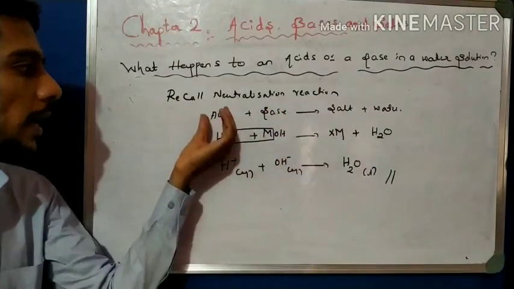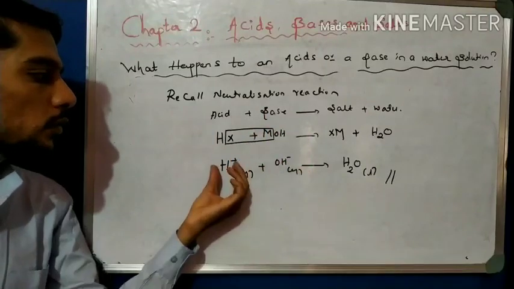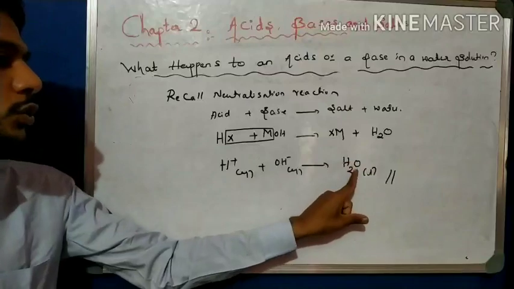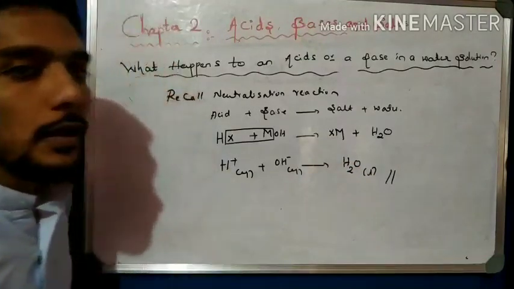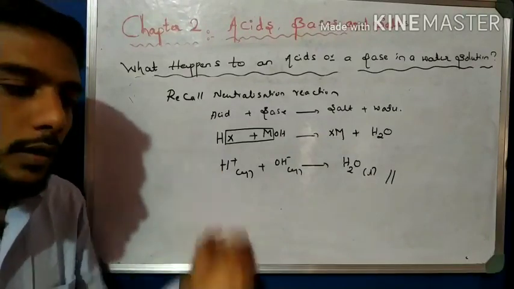You must write this: the acid gives H plus ions, the base gives OH minus ions. So H plus and OH minus form H2O, and liquid H2O is produced. So this is all about acids in water solution and bases in water solution.